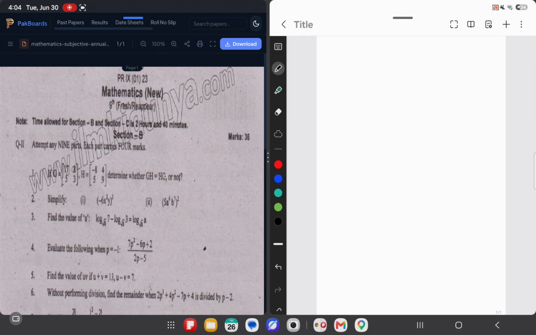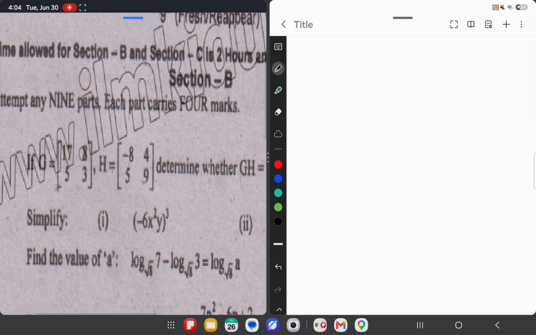Determine whether G and H is equals to G or H or not. You cannot just assume. It can be like a special combination, because normally multiplication is very sensitive in matrices, so you have to do some work to get your answer. Each part is 4 marks. Wow.